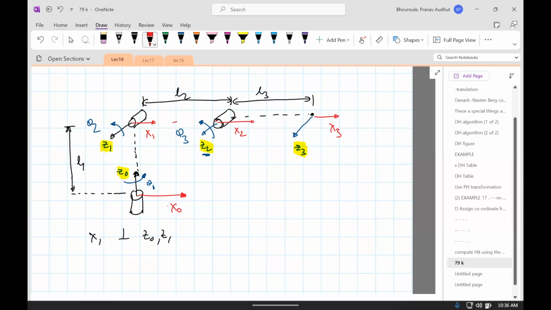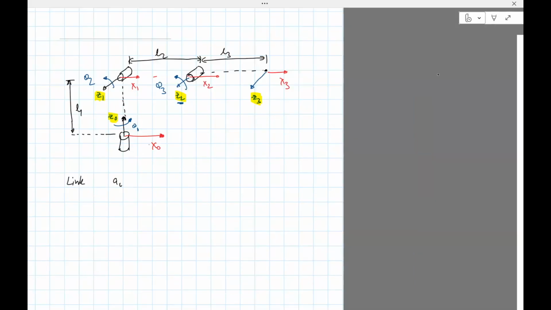You could go up and set up Y0, Y1, Y2, Y3, and so on by the right-hand rule, but really it's not required because it's just going to add clutter to the figure. A_i, alpha_i, D_i, theta_i, 1, 2, 3.